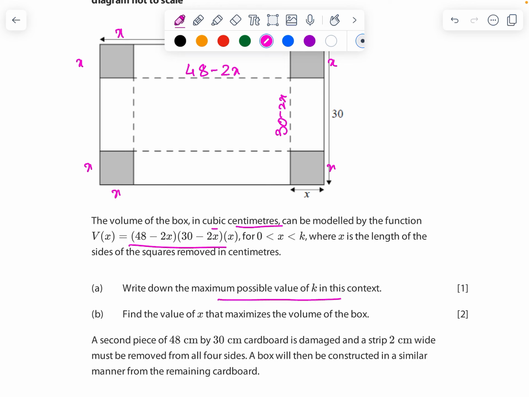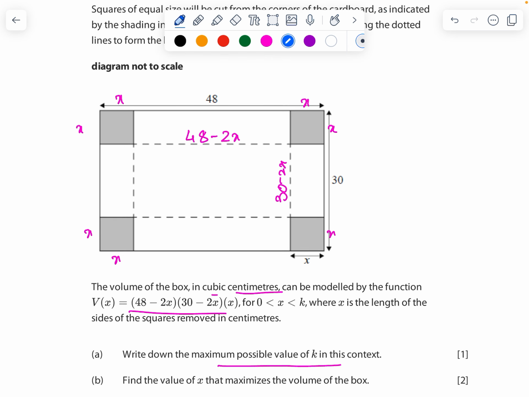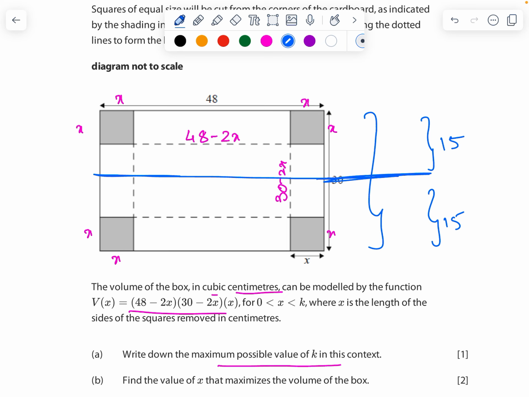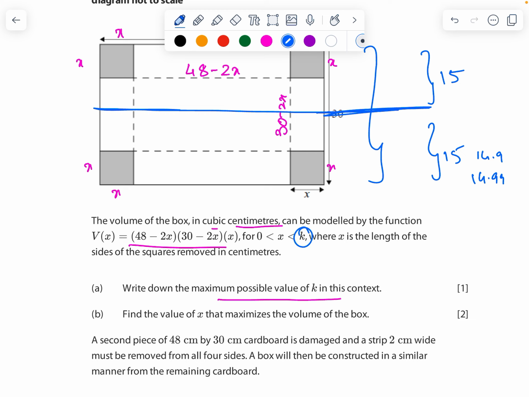So what is the maximum value? How much can I cut? Because this is 30, I can cut 15 from this side and 15 from this side. So maximum I can cut is 15. But if I cut 15, nothing is left over. So I can cut either 14.9 or 14.99 or something. So the maximum value of k should be equal to 15.